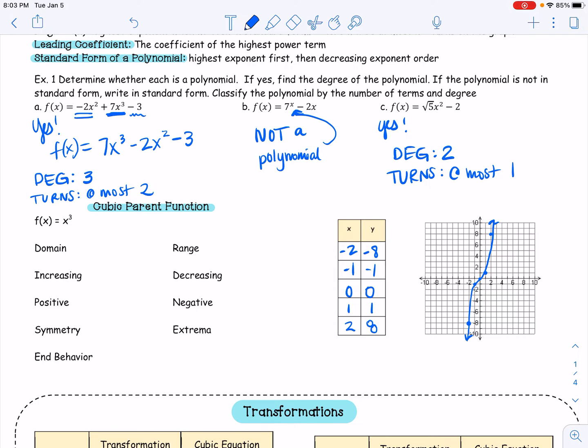So domain. Remember, domain are the x values from left to right. This is going from negative infinity all the way to positive infinity. Range, again, all the way from negative infinity to positive infinity. Increasing. Where is this graph going up from left to right? The whole entire thing is increasing.